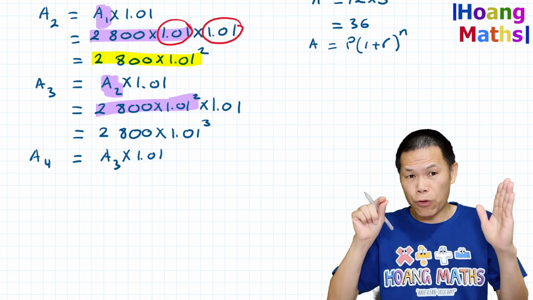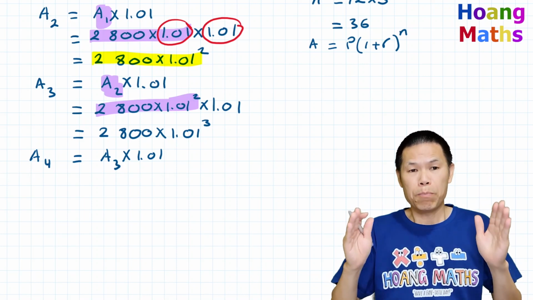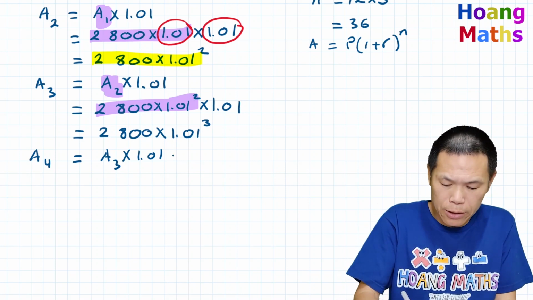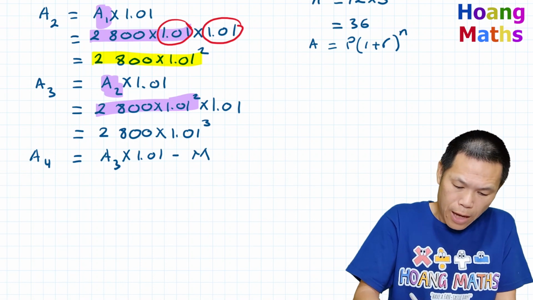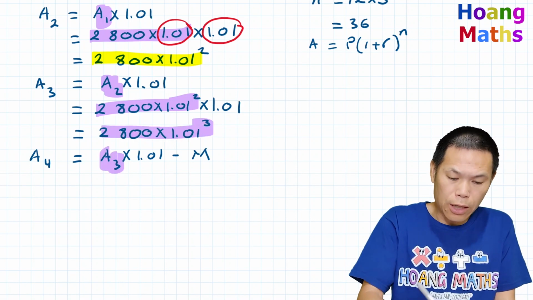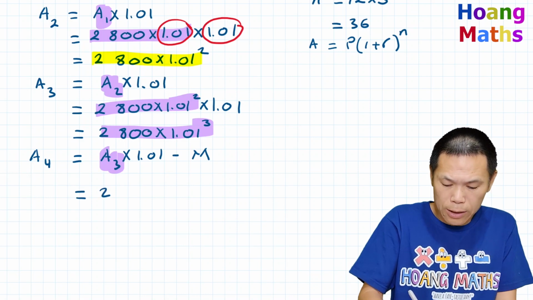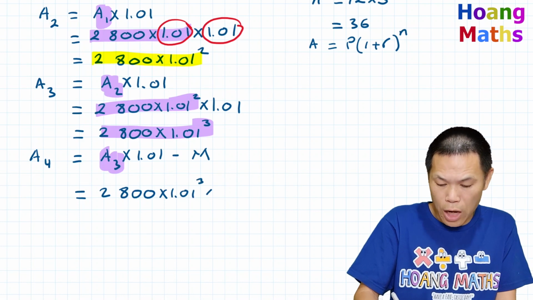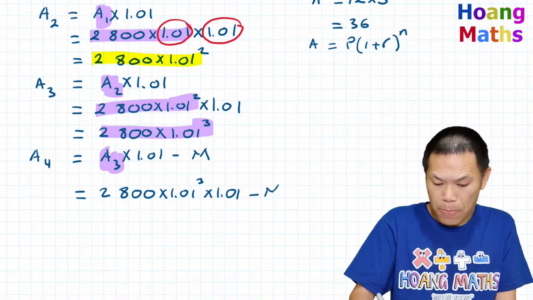However, at the end of the fourth month, he starts making a regular payment, and we don't know how much it is. Let me write M is the amount of payment he made. So minus M. That's how much is owed. But A3 is this, so let me replace it with A3. That means $2,800 times 1.01 to the power of 3, times 1.01, minus M.